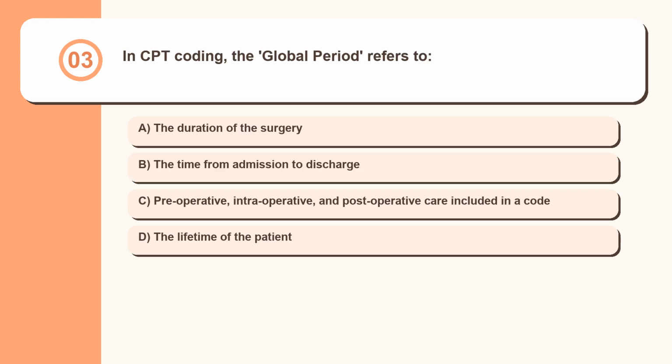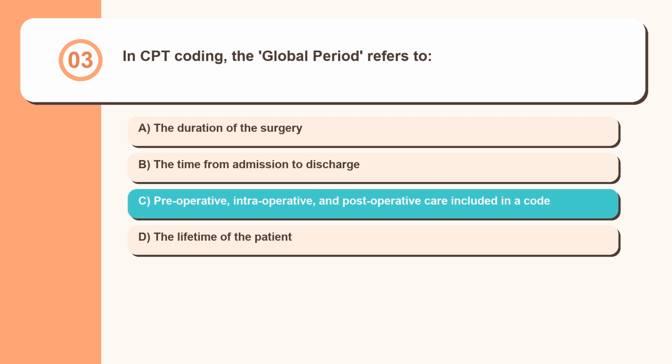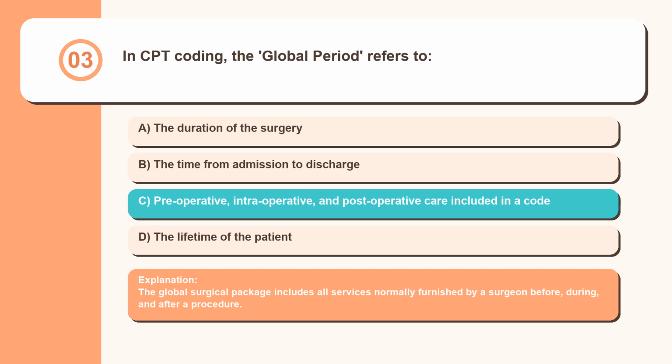Question 3. In CPT coding, the global period refers to the duration of the surgery, the time from admission to discharge, preoperative, intraoperative, and postoperative care included in a code, the lifetime of the patient. The global surgical package includes all services normally furnished by a surgeon before, during, and after a procedure.